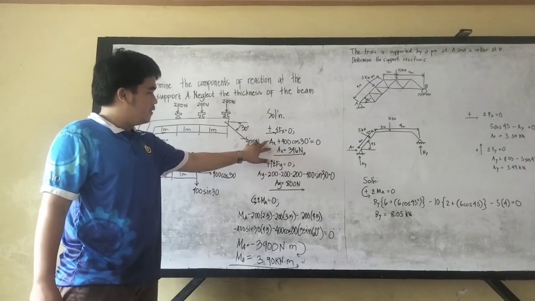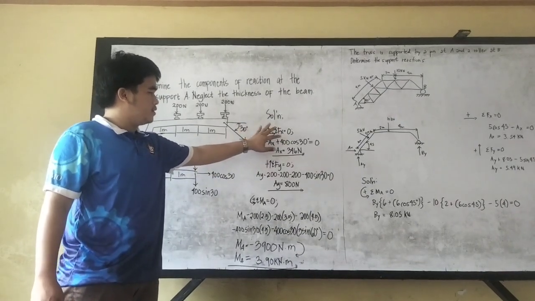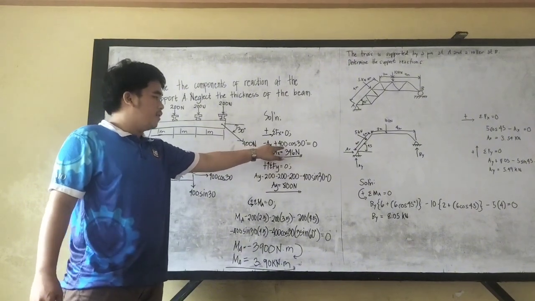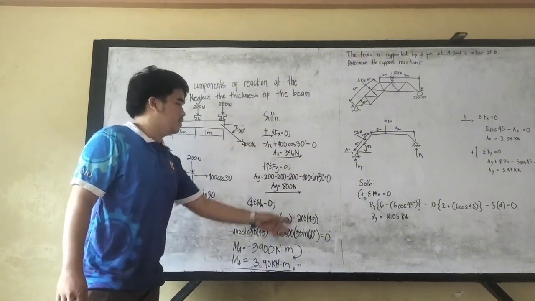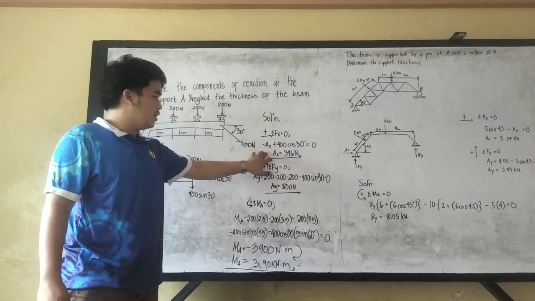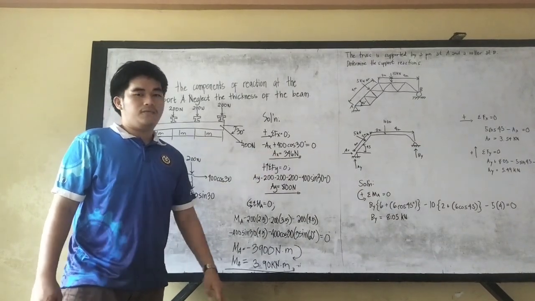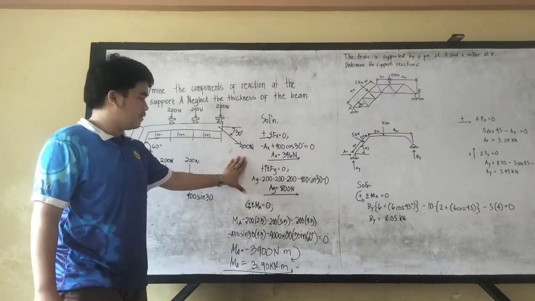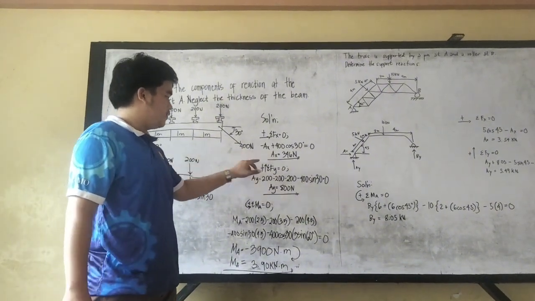So we have summation of Fx equals 0. So negative AX plus 400 cosine 30 degrees equals 0. So the answer is AX equals 346 Newton.